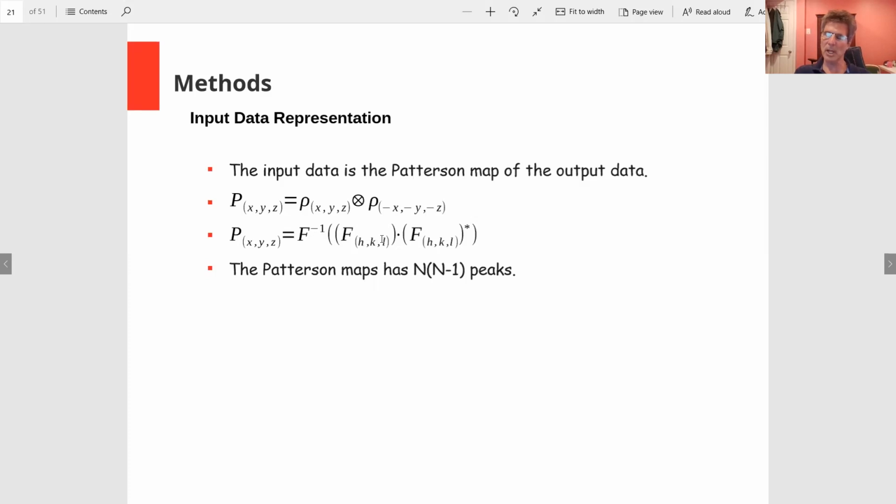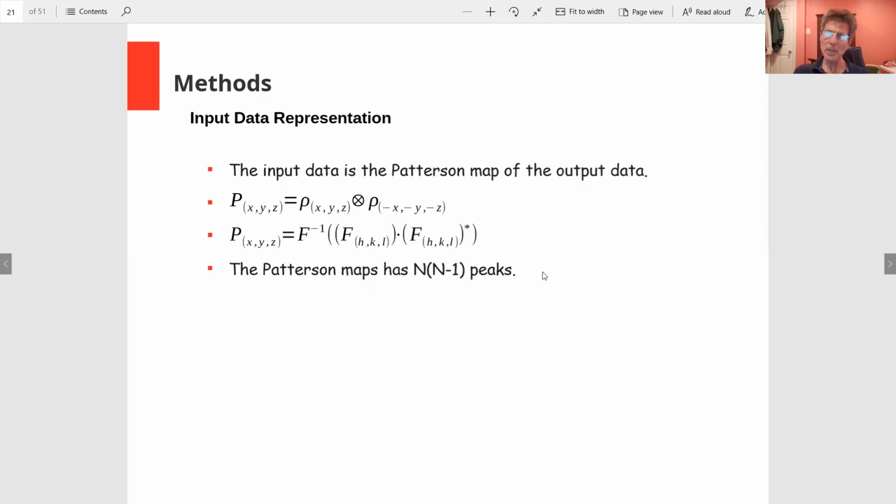And because of the convolution theorem, this is mathematically equivalent to doing a convolution in real space. In other words, convolution in real space is equivalent to a multiplication in Fourier space. So in real space, what this is equivalent to is taking the electron density map and convolving it with the inverse of the electron density map. But in practice, this is the way to do it. It's a fast way to do it because you can use the fast Fourier transforms.